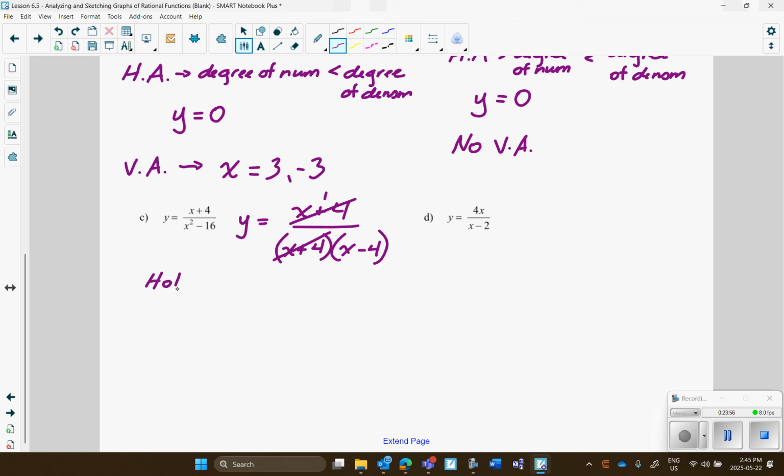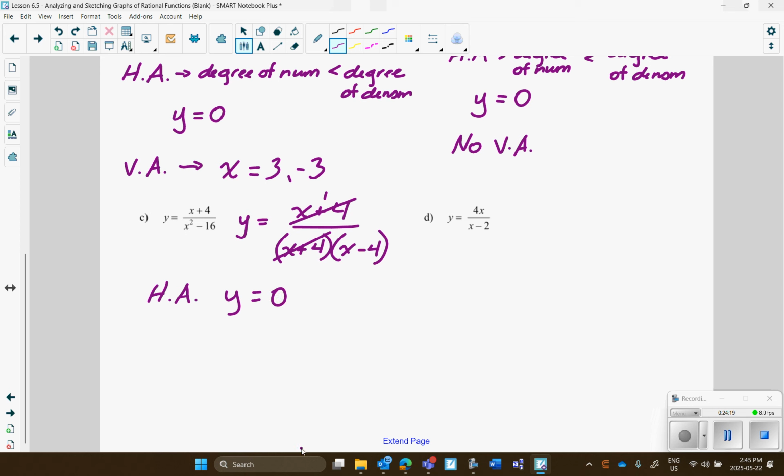Actually, let's do these, sorry. I want to stay consistent. Let's do the horizontal asymptote first. What would the horizontal asymptote be? y equals 0 again. We've had the same thing in 3 examples. Because the degree of the numerator is less than the degree of the denominator.